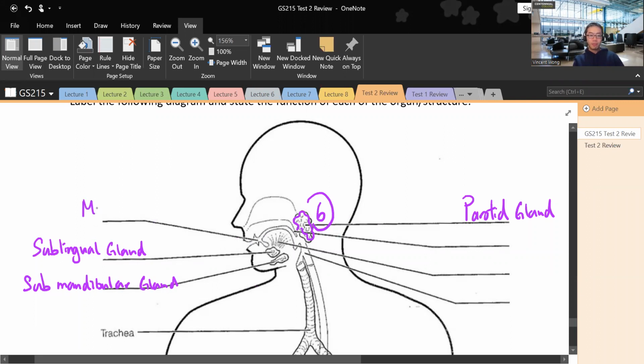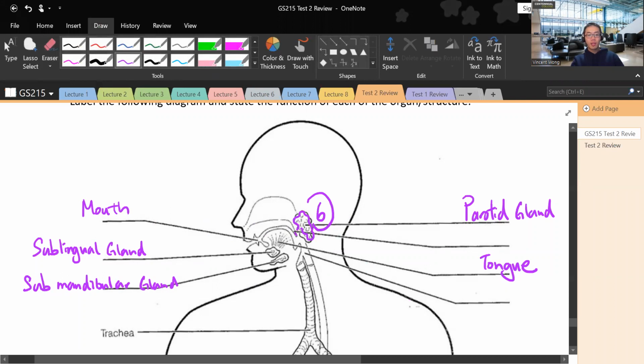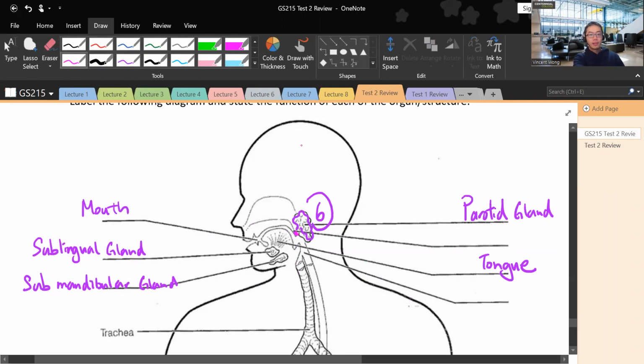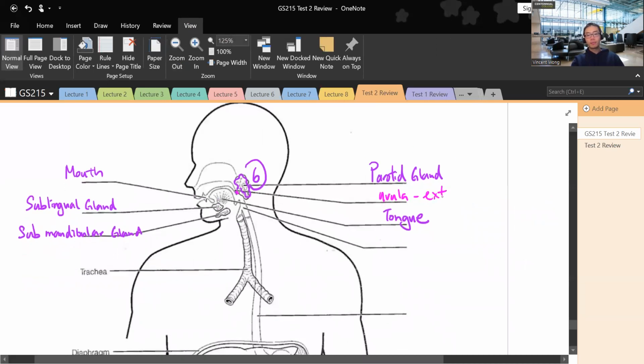Now, this is the mouth. Very underwhelming. You can almost guarantee I will not ask you for that on the test. This here is the tongue. This is another one that's a little bit tricky. Anybody know what that is? Let's talk about this thing right here. Uvula. That is the uvula. Very good. The uvula prevents food from going up to your nose when you're swallowing. It's an extension of the soft palate.